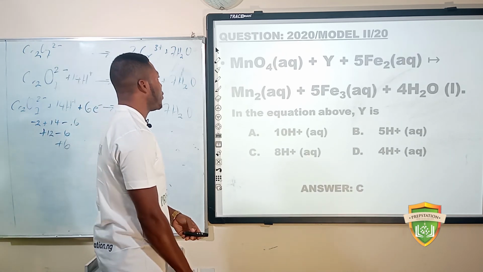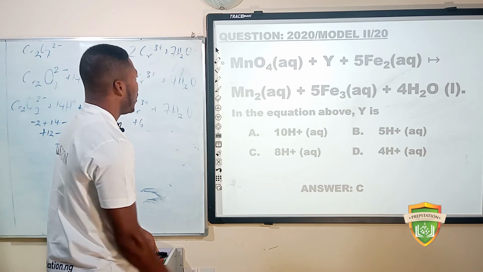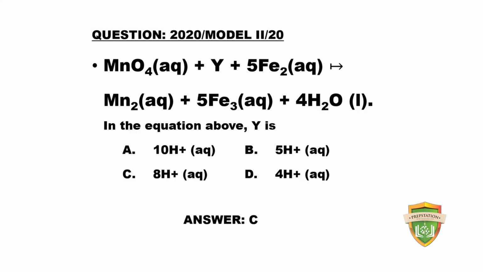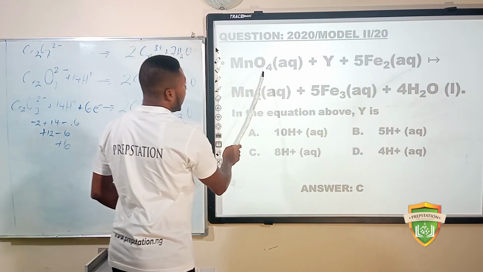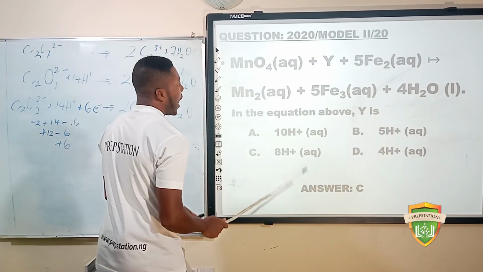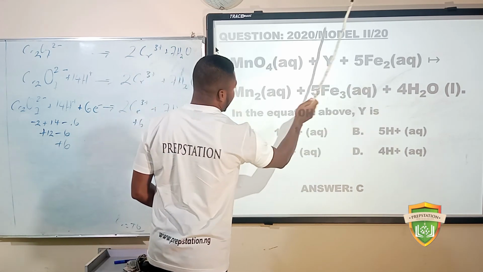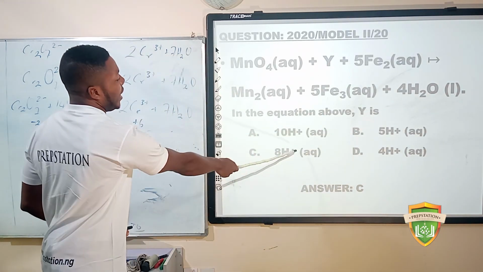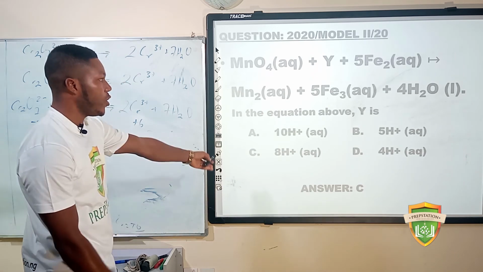220, question 20, model 2. Given this equation, you have to find y. What is y? In the equation above, y is very simple. Balance the y I just showed you. From here, you get water. How do you balance hydrogen? 4 times 2, 8. So the answer is H plus. So it's option C.